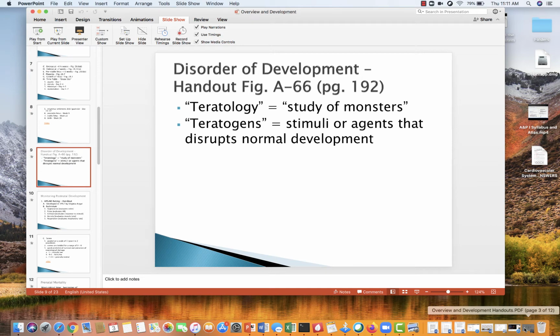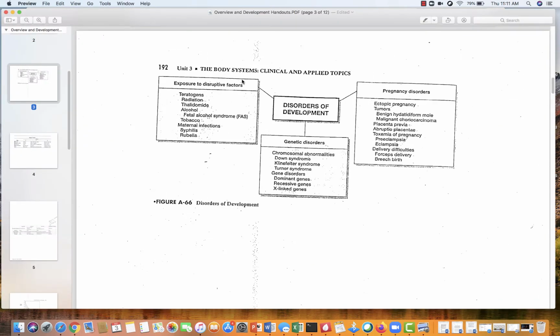Okay. So here we're looking at disorders of development. We're going to first look at exposure to some disruptive factors for development. First one is our teratogens. One type of teratogen is radiation that can lead to disorders of development during the embryonic and also during the fetal period, exposure to that radiation.